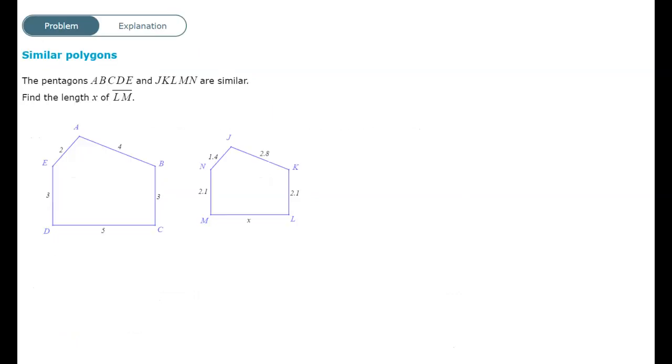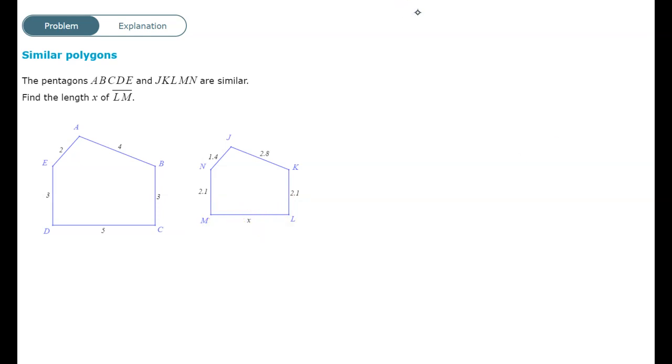So we have one more to go. All right, last one. The pentagons ABCDE and JKLMN are similar. Find the length X of LM. So basically what they want me to do is find the distance from L to M, and they are calling this X.